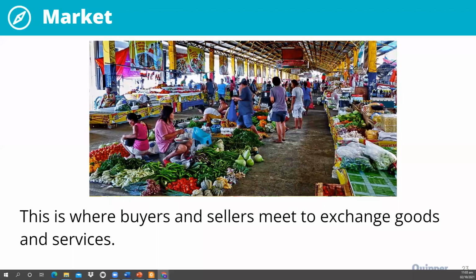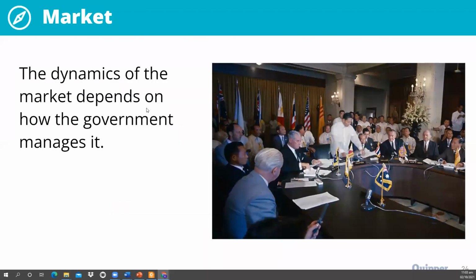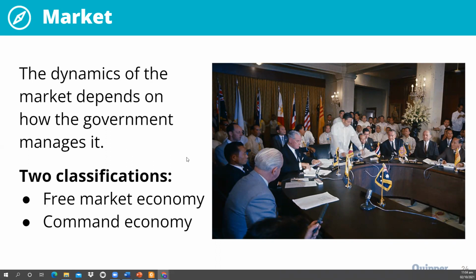Yeah, so the dynamics of the market depends on how the government manages it. So meron ding effect yung government, no, kung ano yung magiging kalalabasan ng economy natin. So they can put the SRP, or they can avoid or allow some products to be sold. So two classifications, free market economy and then command economy. So I think you already have an idea just from their name.